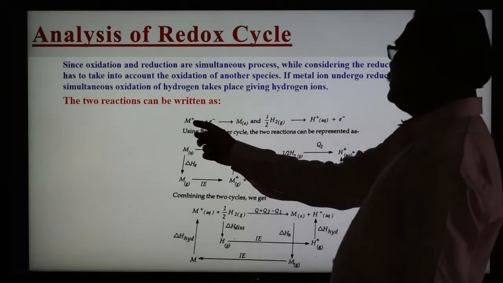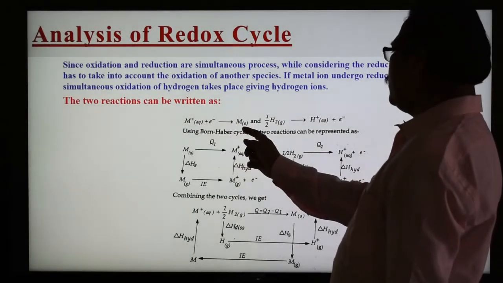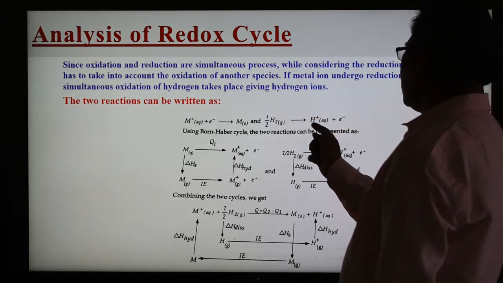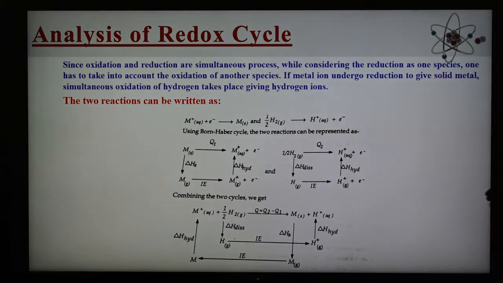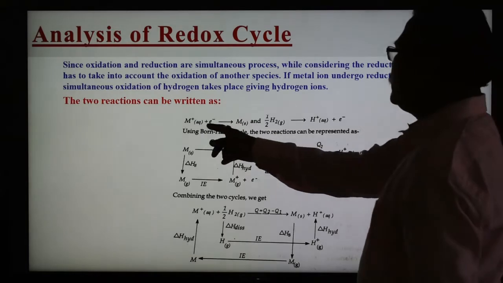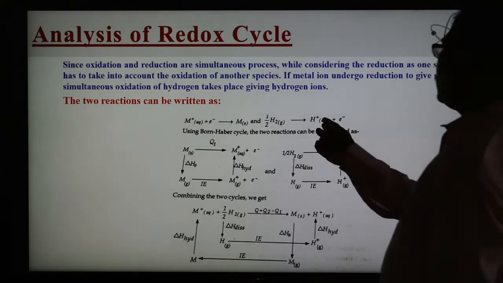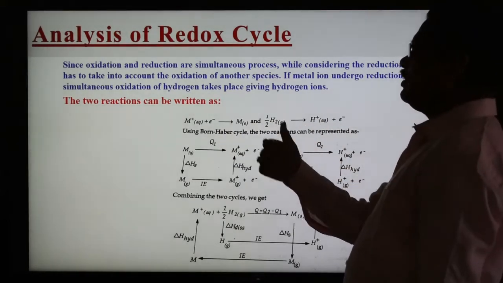Here the metal ion accepts electrons and becomes solid metal, and here hydrogen gas is converted into aqueous H plus ion by the loss of electrons. So hydrogen forms H plus ion, and the metal ion forms solid metal. These are the two half reactions. One undergoes oxidation, the other undergoes reduction. As we know, loss of electrons is oxidation, and gain of electrons is reduction.